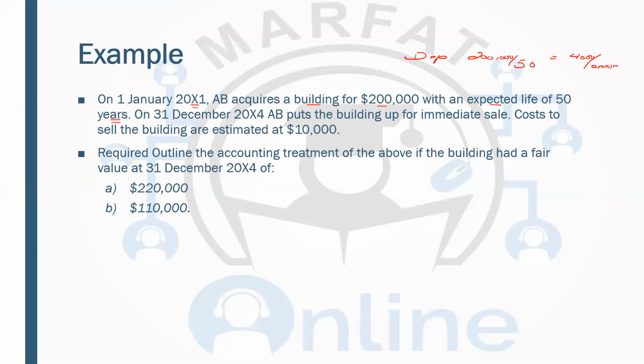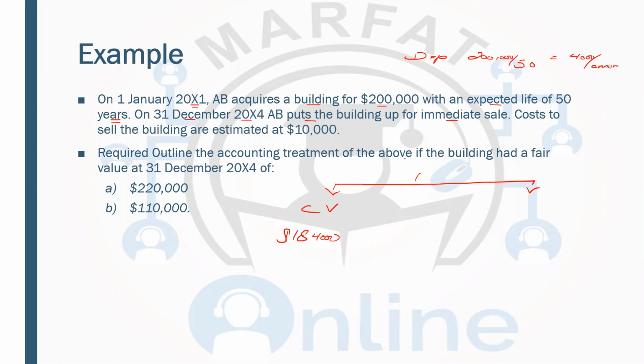All right. On 31st December 2004, AB puts the building up for immediate sale. Okay, it's 31st December. So how many years? 1, 2, 3, 4. So you can calculate the carrying value because we need the carrying value at the date when it is being classified as held for sale. So carrying value, how much is the depreciation? Multiply by 4, 16,000, and minus from 200,000. So 184,000 is the carrying value. Sorry.